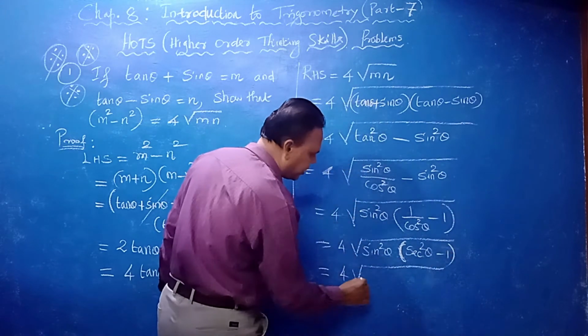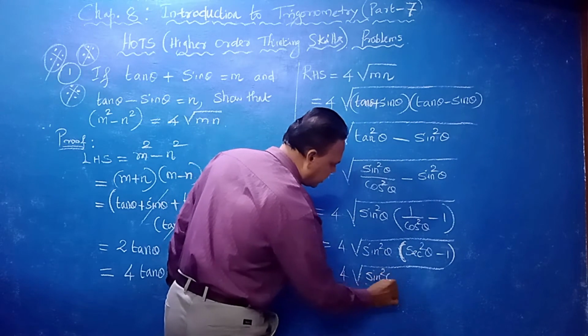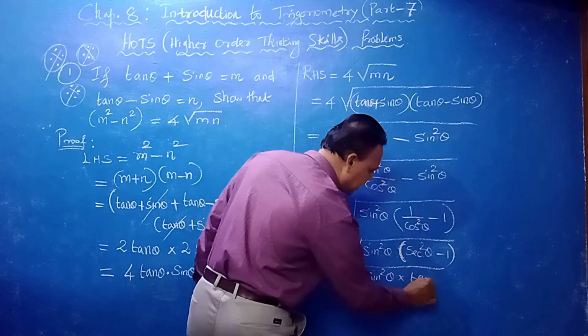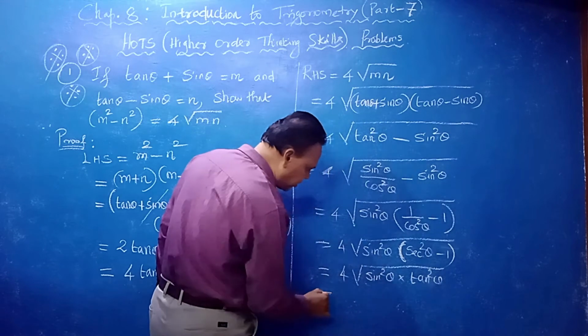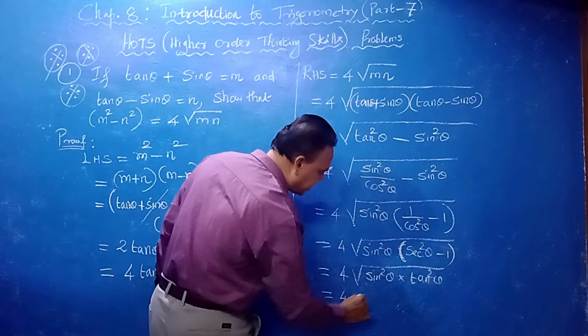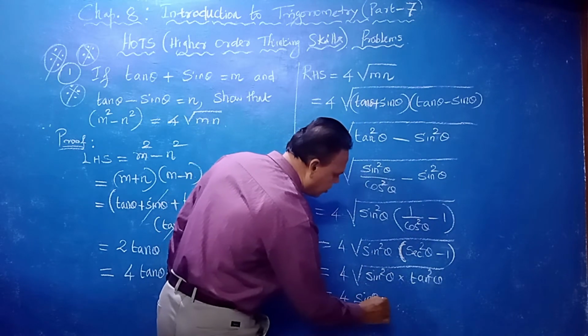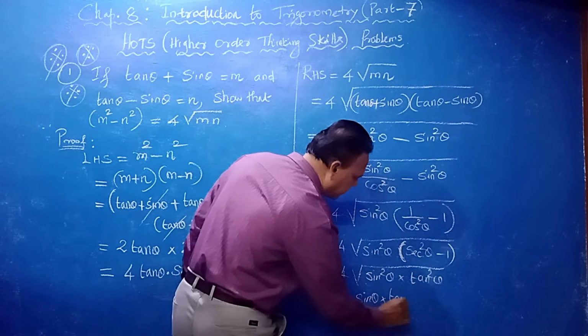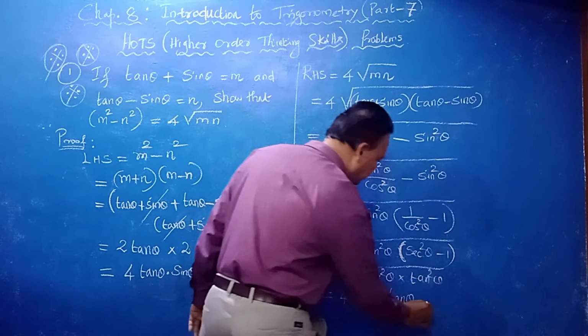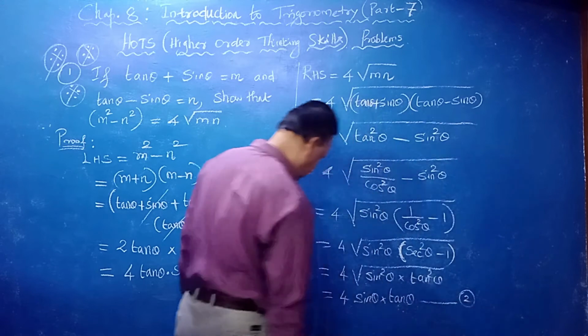What is secant squared theta minus 1? Tell me. That is tan squared theta. Now you take the root, what will happen? Sin theta into tan theta. The square you can cancel. Okay, this is 2. This one is 1.